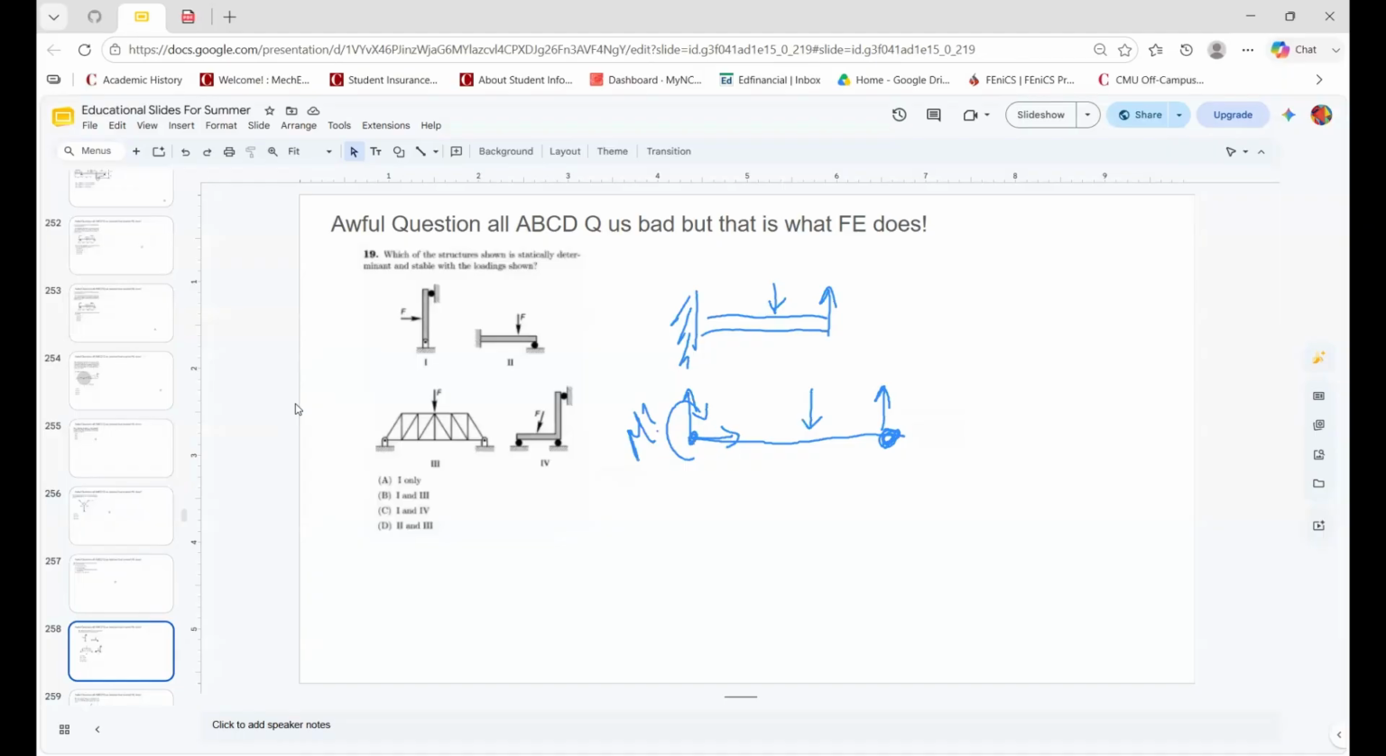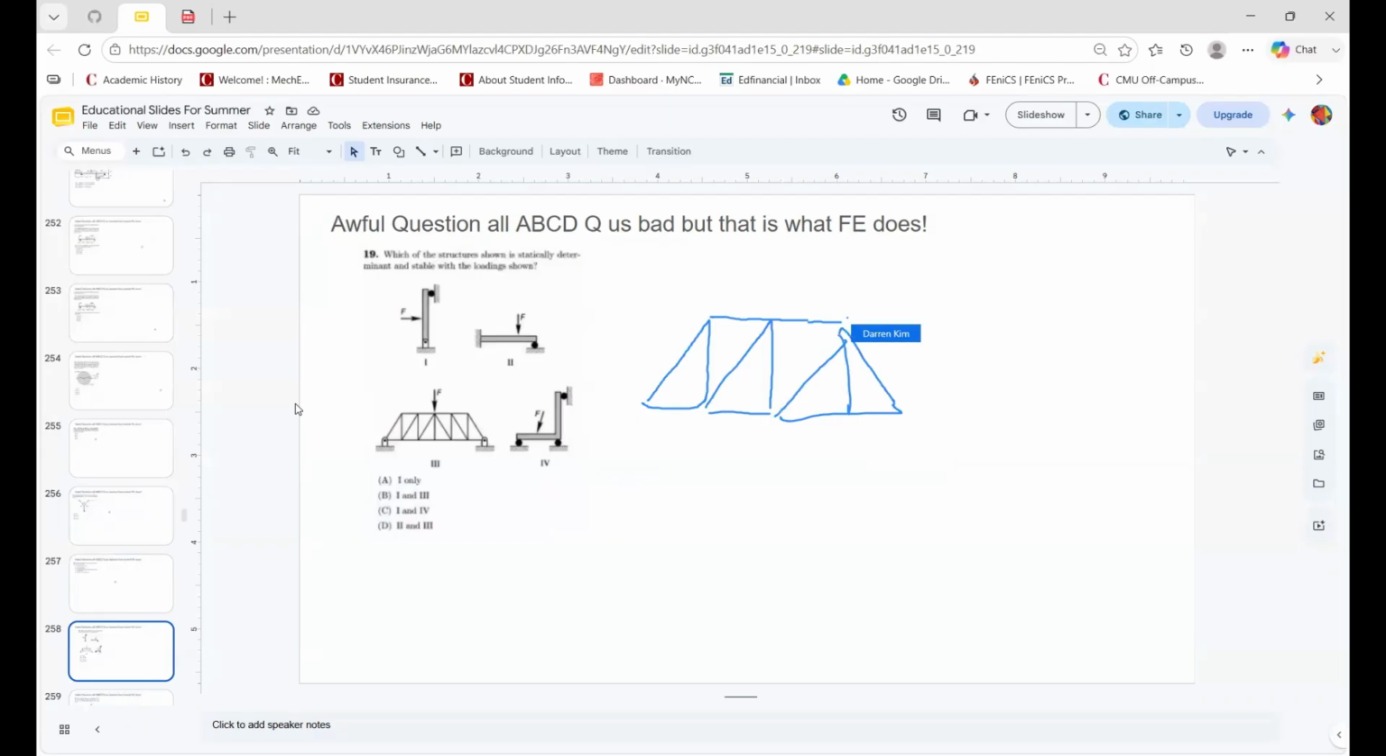We have Ax, which we use one of the x equations for, and then Ay. Here is a problem where this is statically indeterminate, so we can't use that one. This over here, let's look over here. Okay, we have this, right?